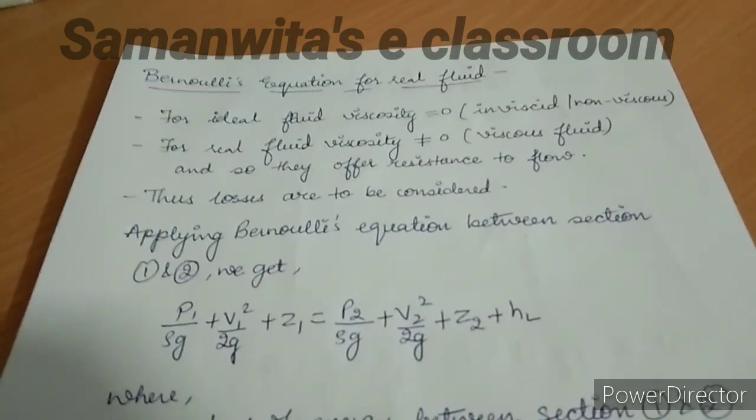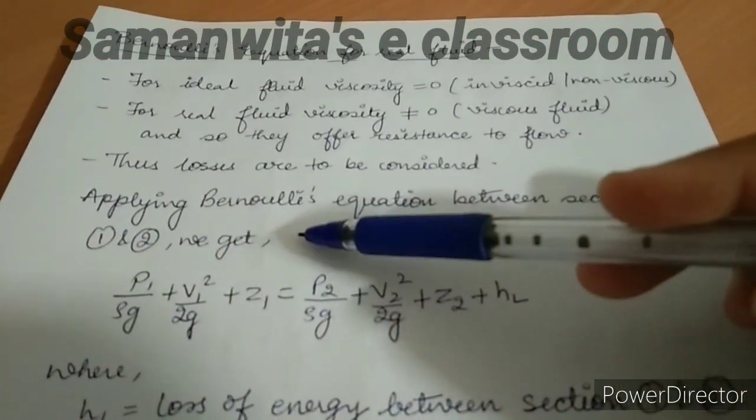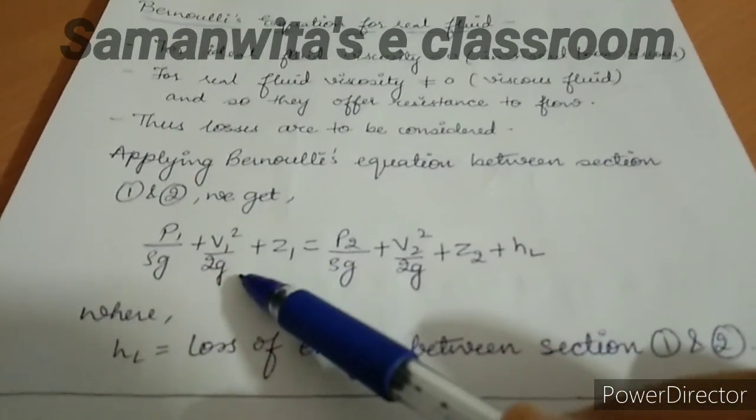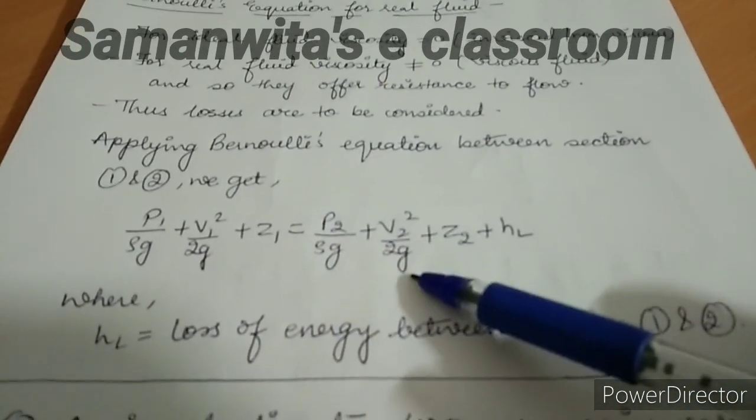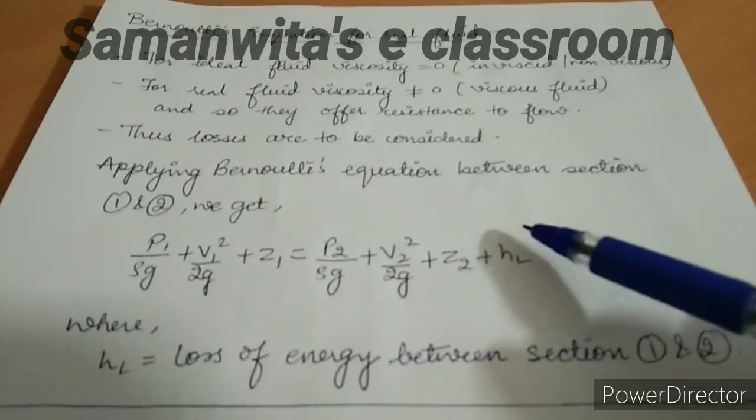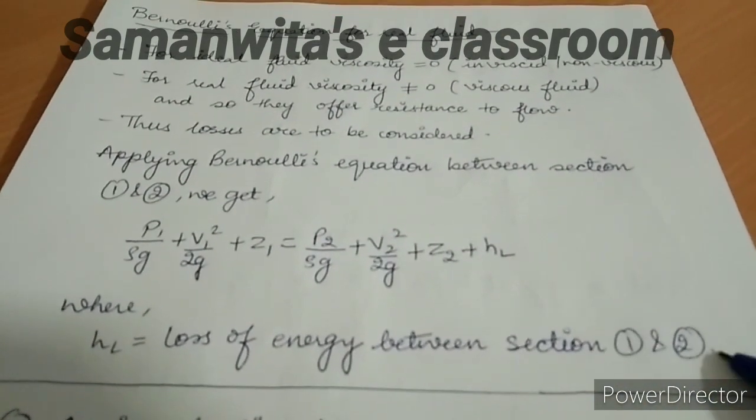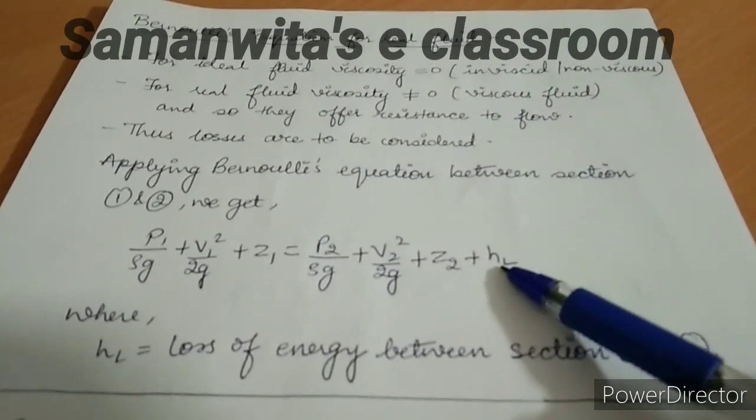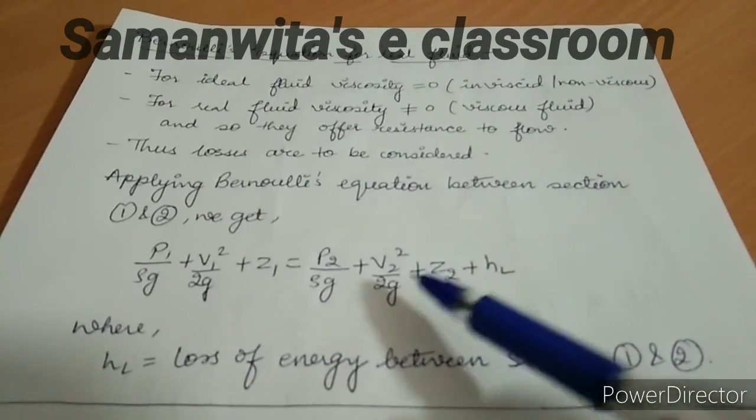So, when Bernoulli's equation for real fluid flow is applied between sections 1 and 2, the equation turns out to be P1 upon rho g plus V1 square upon 2g plus Z1 is equal to P2 upon rho g plus V2 square upon 2g plus Z2 plus a term HL comes into the picture. This HL is called the loss of energy between sections 1 and 2. When I say that the loss of energy is added at section 2, it simply means that my direction of flow is from section 1 to section 2.